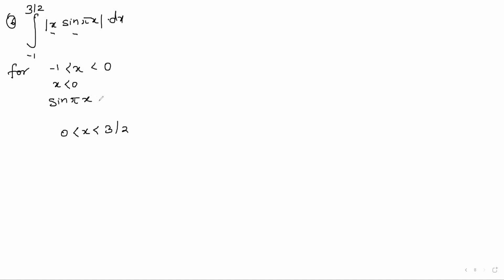Now we check what sin pi x will be. Here we have to check pi x. Let x be in this interval, so multiplying by pi, minus pi is less than pi x is less than 0. Why did we multiply by pi? Because we need to check sin pi x, so we need pi x. Is this clear?